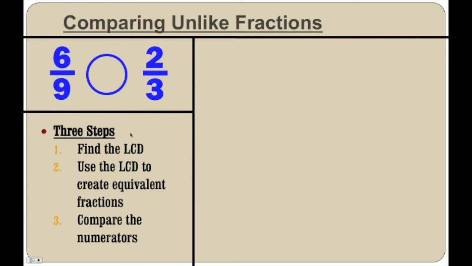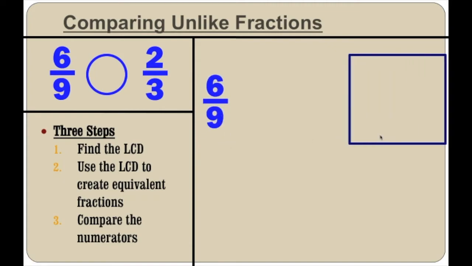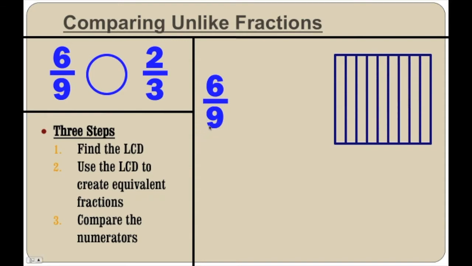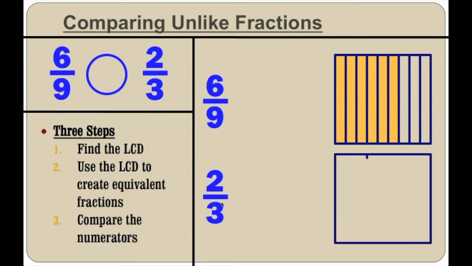So here's another example. Here we have 6/9, and we're comparing that to 2/3. And we're going to do the same thing as before. Here we have 6/9. We'll take this whole, and we'll break it up into 9 total pieces, and of those 9, we're going to shade 6. And here we have 2/3. So we'll take this whole, we'll break it up into 3 total pieces. Of those 3 total pieces, we're going to shade 2 of them, because that's 2/3.